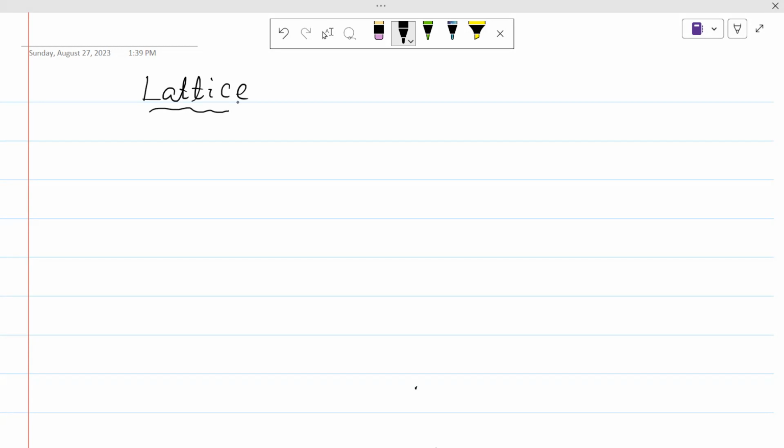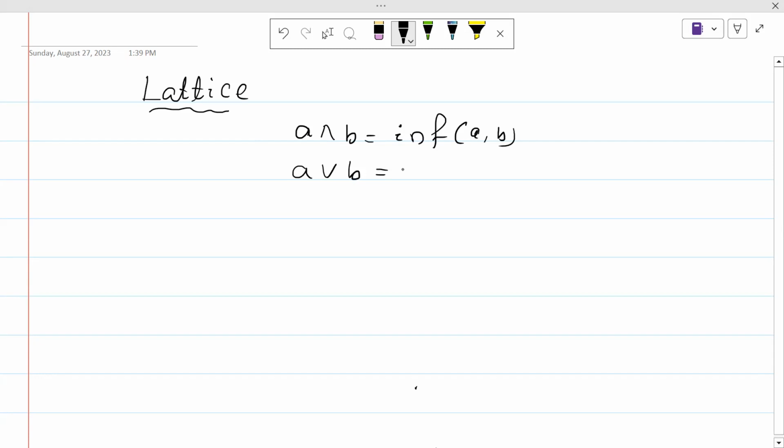And we have represented it in this format. A conjunction B and B conjunction A. A conjunction B means the infimum of A, B. A disjunction B means the maximum of A, B, or this is also called the supremum of A, B. So this is the lattice, we can say.